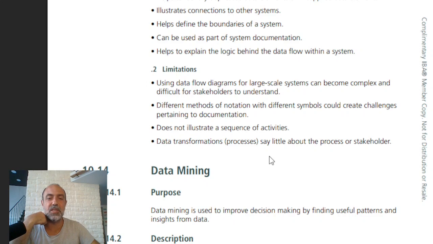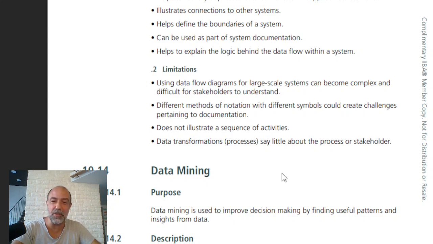Does not illustrate a sequence of activities. Yes, like, data flow does not necessarily mean if this happens, this happens. It just means this is how things pass. It does not allow us to predict. It's a documentation.